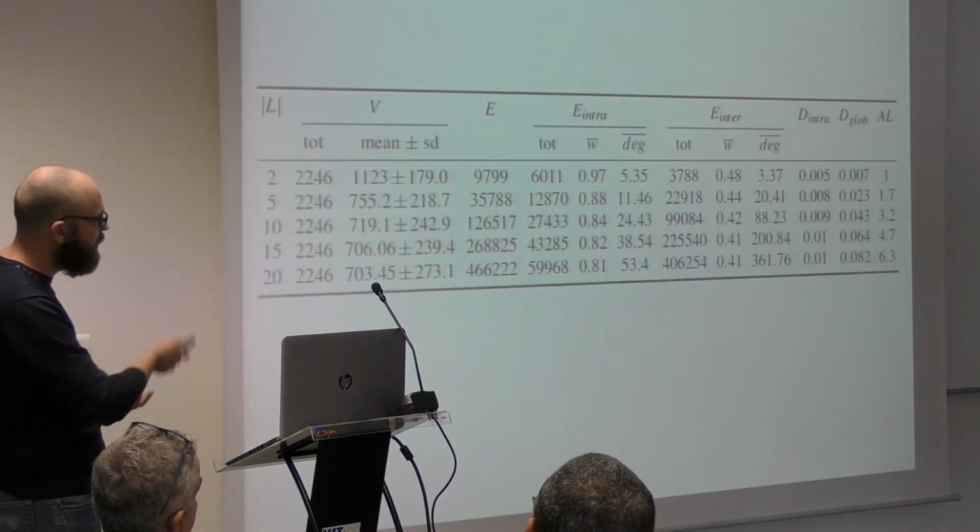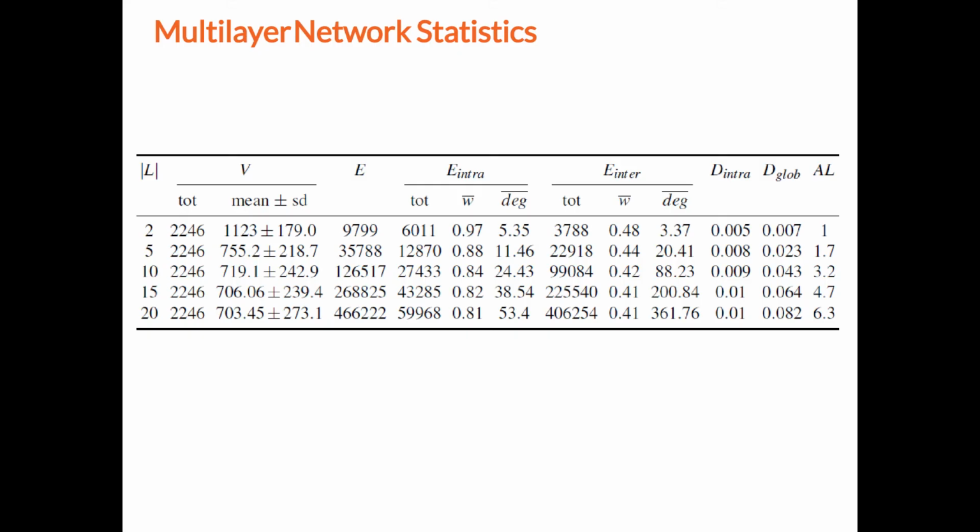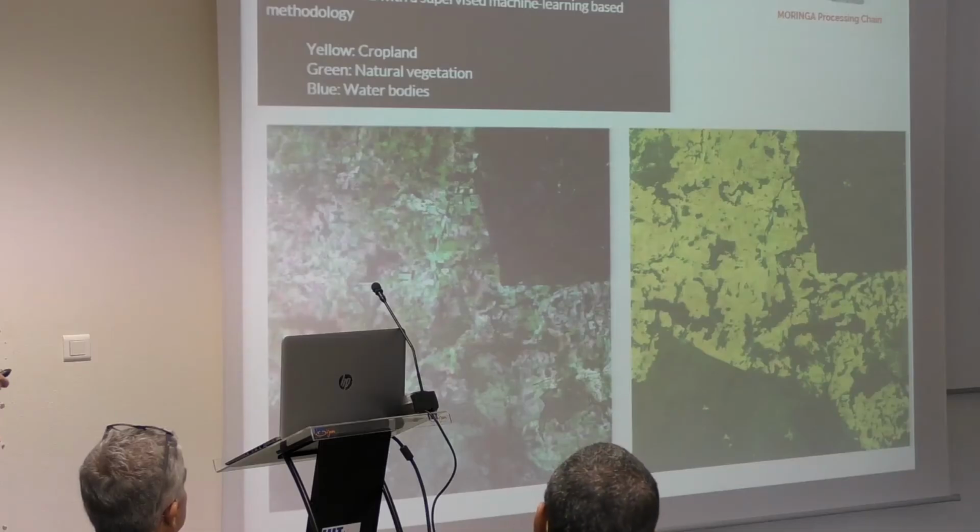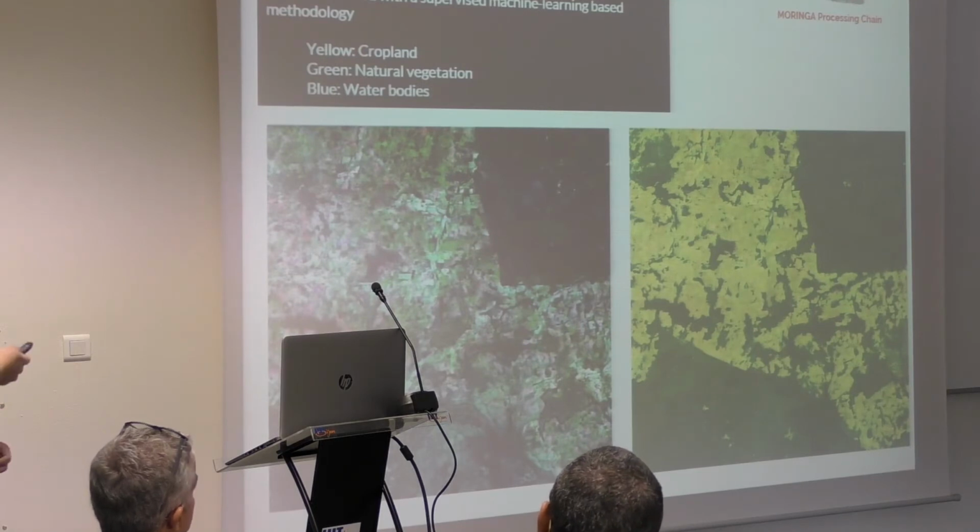So I'm going to speed up, I'm going to skip the structural characteristics, they're not interesting. And just skip to some experimental results on this landscape classification task via multi-layer community detection.